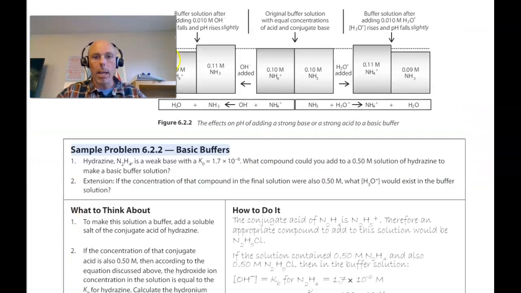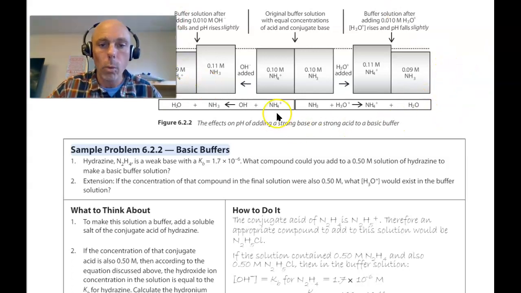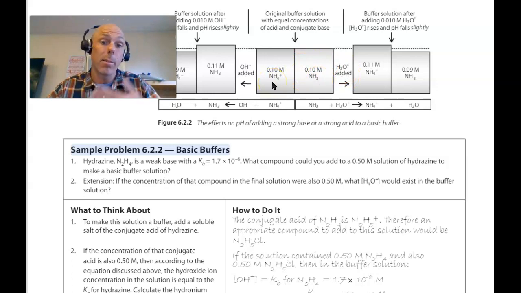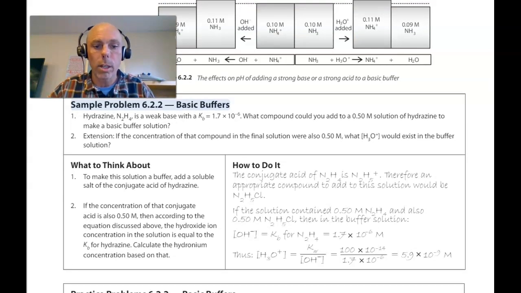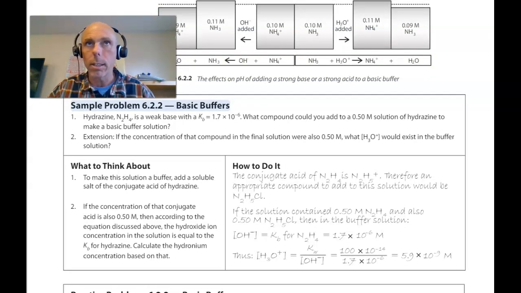All right, we flip the page, looking at figure 6.22 here. It's similar to the figure I explained to you prior. If you'd like, take a peek at this, because this summarizes what happens when a strong base or a strong acid is added to this basic buffer system. But again, it could be thought of as we thought of the prior buffer system. We're going to go to sample problem 6.22 here. I'm going to walk you through this one, give you a chance to practice a couple practice problems on your own, and we're close to the end.